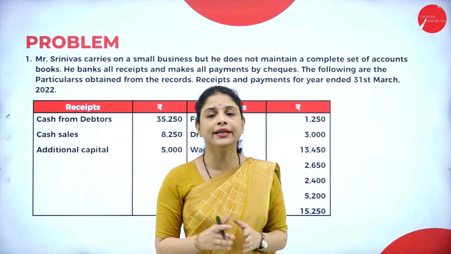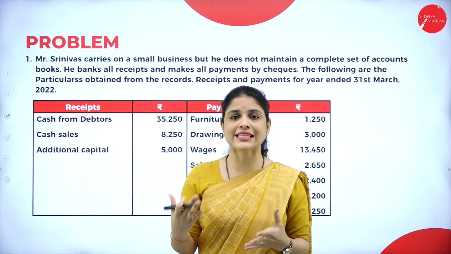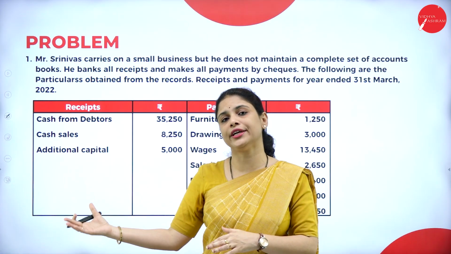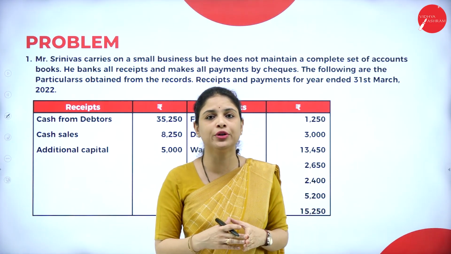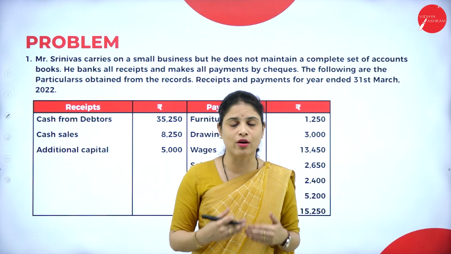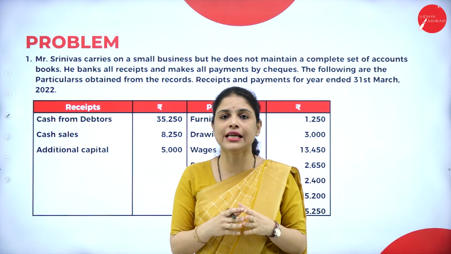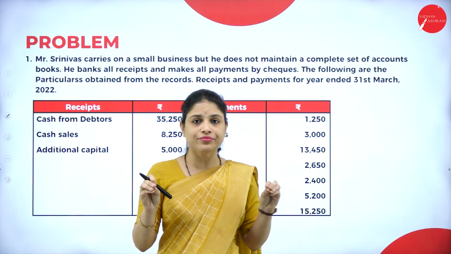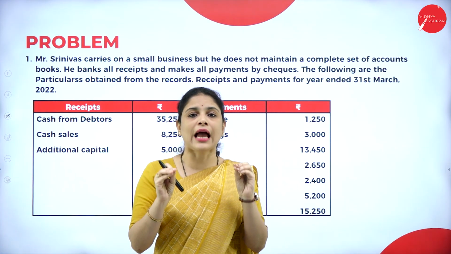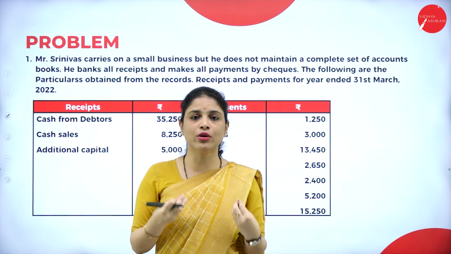Whenever we are following single entry system and want to convert it into double entry system, what will we do? We have to prepare so many accounts. So what are those accounts? First one is the statement of affairs. Why statement of affairs? Because in single entry system, the capital is not given, so we find out the opening capital.